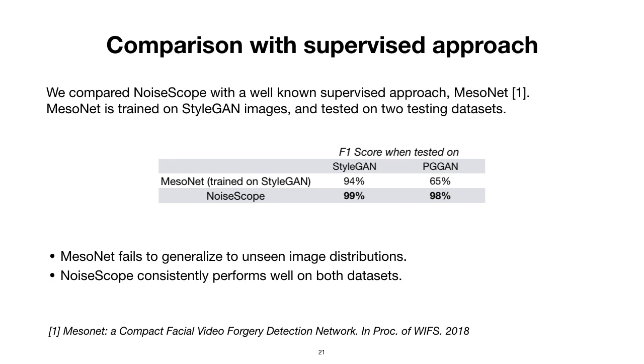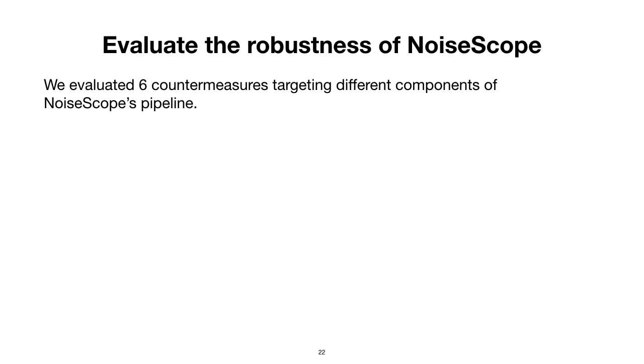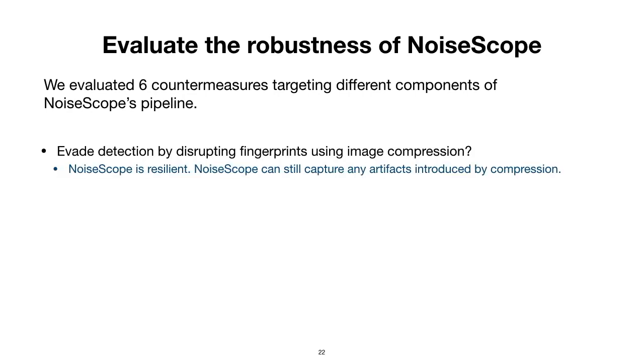It's also important to evaluate NoiseScope against an adaptive attacker. We evaluated a range of countermeasures targeting different components of the NoiseScope pipeline. I will talk about two of them here. One approach to evade detection is to disrupt the fingerprints via image compression, which is well studied in the image forensics literature. But NoiseScope is resilient. Compressions still leave artifacts in the noise space that NoiseScope can easily identify.